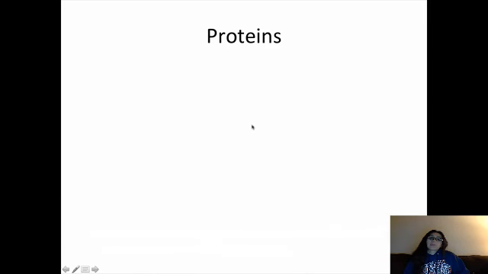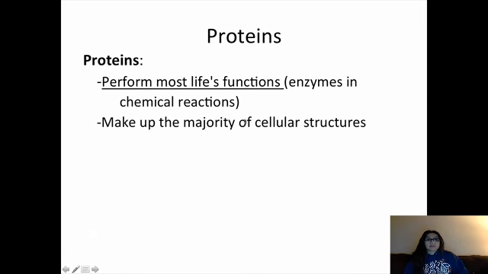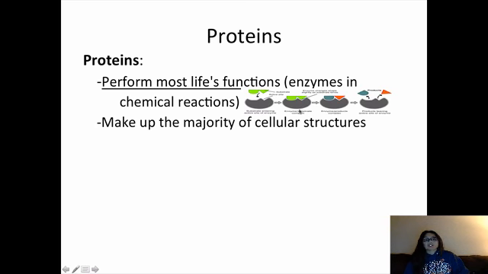So key things to remember about proteins. First, proteins perform most of life's functions. If you remember when we learned about enzymes, enzymes control chemical reactions. We said that if enzymes weren't there to control and speed up our chemical reactions, they would go so slow, life wouldn't even be possible. So since enzymes are a type of protein, they are extremely, extremely important for life.